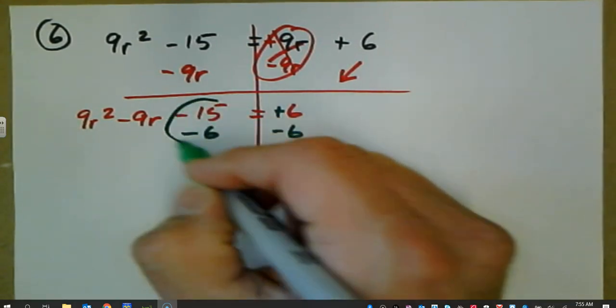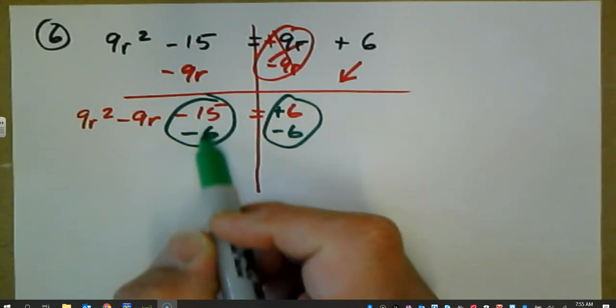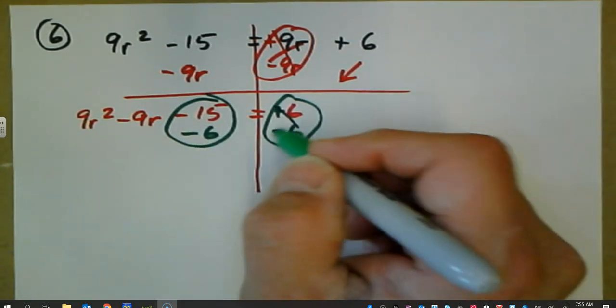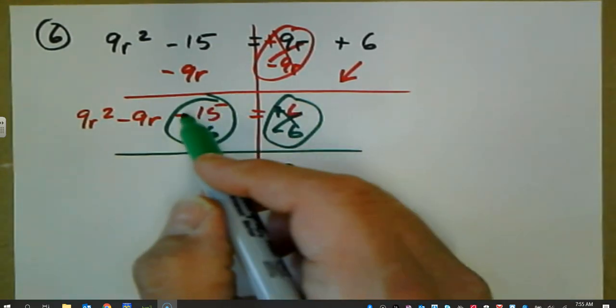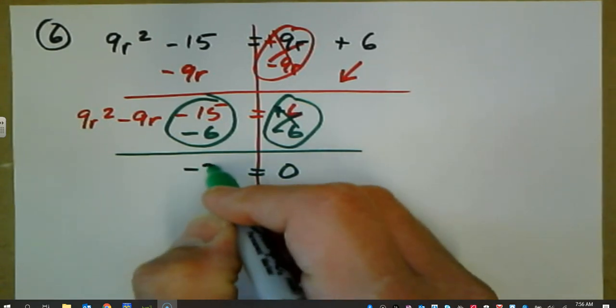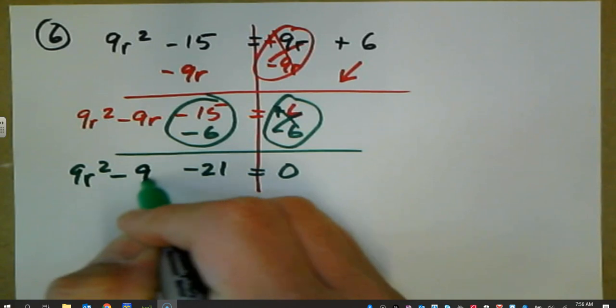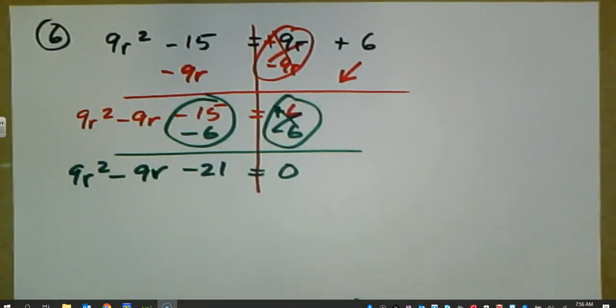But do I have like terms? Yeah, I do now. The 15 and the negative 6, they're like terms. Sometimes you'll have like terms, sometimes you won't. 6 minus 6 is 0. Negative 15 minus 6 is negative 21. And we just bring everything else down because we already have it in order, right? If it's in order, it goes.